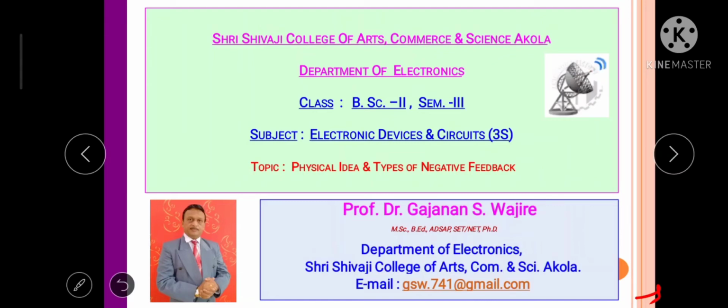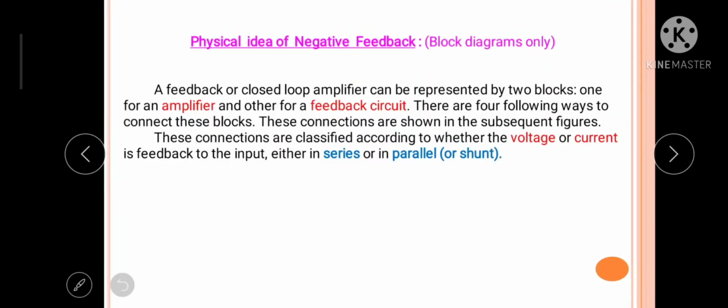Friends, today's topic for discussion is the physical idea and types of negative feedback. First, we will discuss the physical idea of negative feedback. We will discuss this topic at block diagram level.